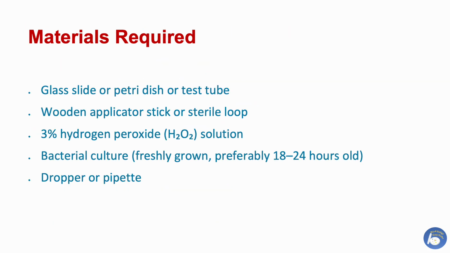What are the materials required for catalase test? The first is glass slide or petri dish or test tube, wooden applicator stick or sterile loop, 3% hydrogen peroxide solution, bacterial culture freshly grown, preferably 18 to 24 hours old, dropper or pipette.